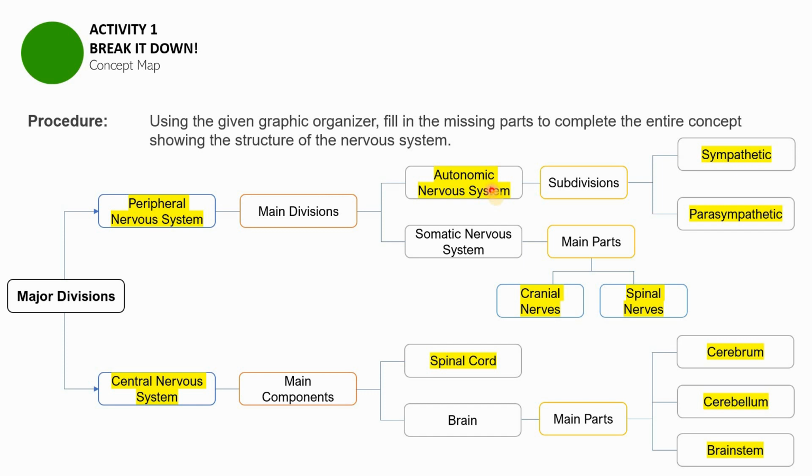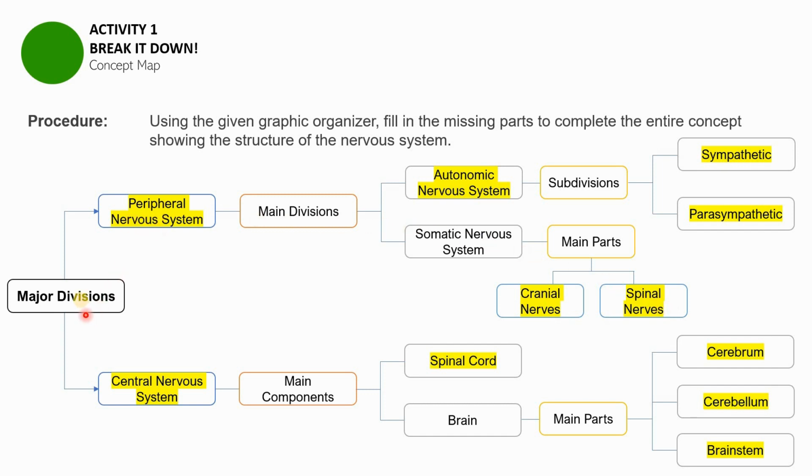The first main division is the autonomic nervous system that is further subdivided into the sympathetic and parasympathetic autonomic nervous system. The second main division of the peripheral nervous system is the somatic nervous system. The somatic nervous system is composed of two main parts, the cranial nerves and the spinal nerves.